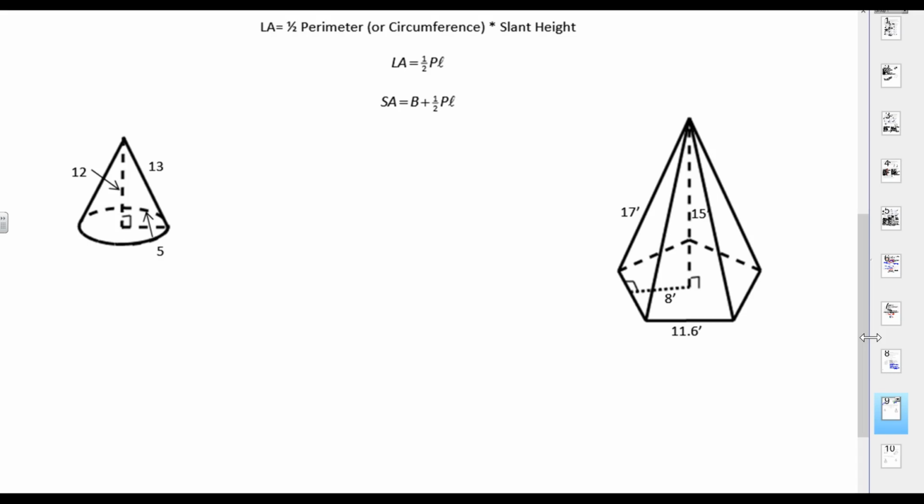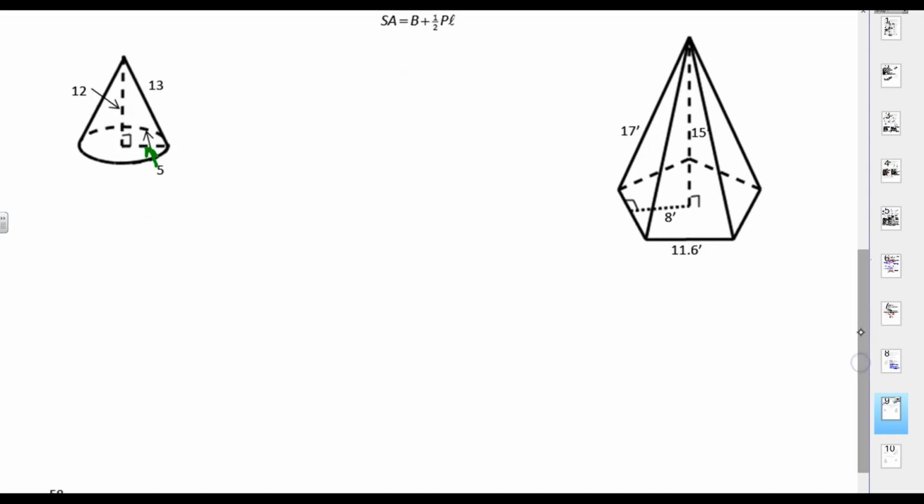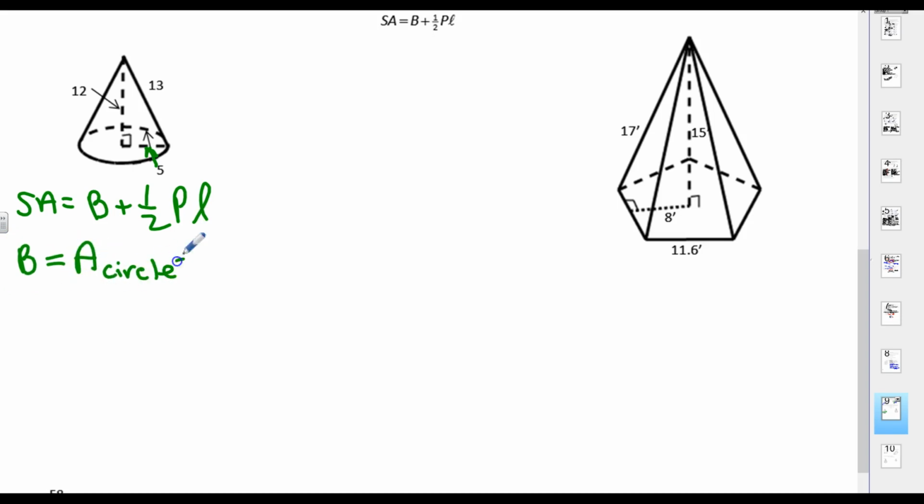Oh, my arrow got off here. This should be pointing right here at the 5. Okay, so let's do a cone. Again, we're going to go through the same steps we were going through before. We start off by listing our formula. Surface area equals base plus 1/2 perimeter times slant height. And we list all of our variables. Well, the base is a circle, so I'm going to do the area of a circle, which is pi r squared. So I need to find r.